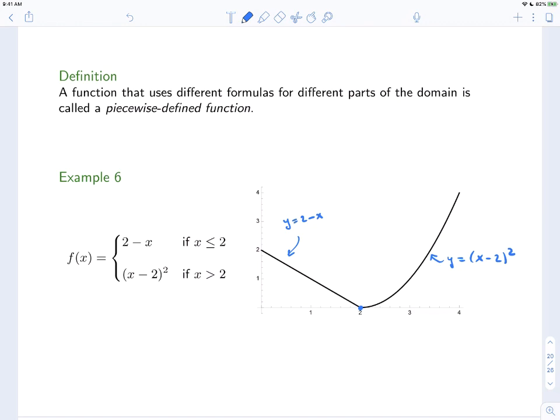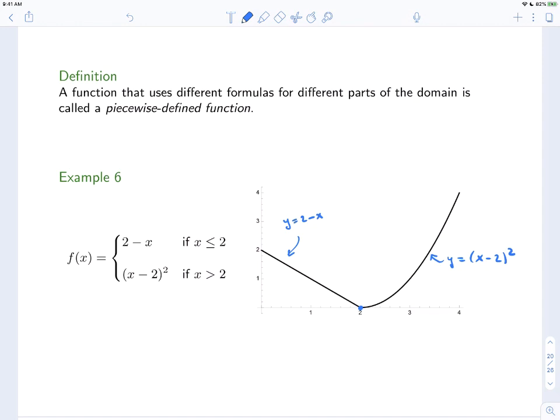So this is the parabola y equals x squared shifted to the right by 2 units. So what you have is a function that is made up of 2 different pieces, and those 2 different pieces are 2 different rules. Which rule you use depends on where your x value is. So if x is less than or equal to 2, you use the first rule, 2 minus x. However, if x is greater than 2, then you use the second rule.